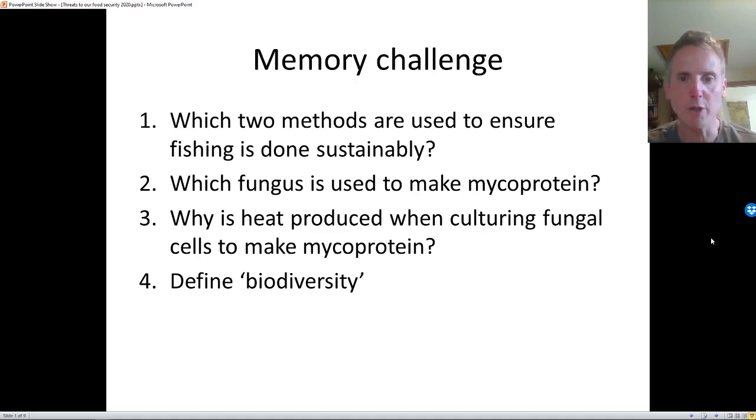Number two, which fungus is used to make mycoprotein? Again, it's in the syllabus, you need to know it. It's called Fusarium. And they have actually asked that once before. I saw it in an old past paper question.